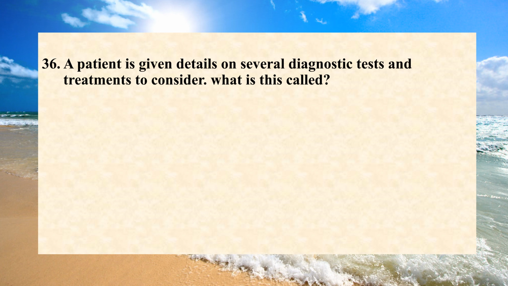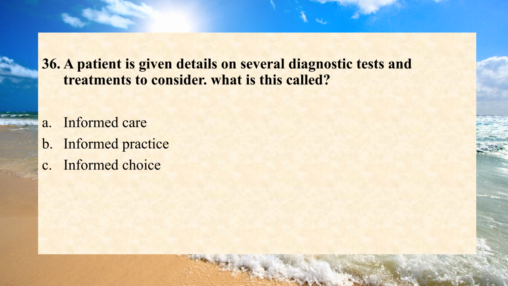A patient is given details on several diagnostic tests and treatment to consider. What is this called? A. Informed care. B. Informed practice. C. Informed choice. D. Informed consent. Answer is C. Informed choice.